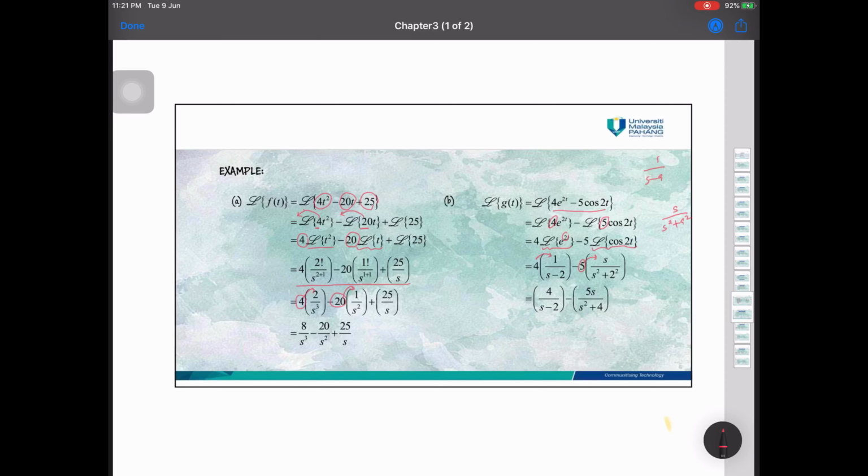So this is the property that we call the linear property, where we can separate the Laplace transformation over the plus and minus operations, and also bring the constants out from the Laplace transformation process.